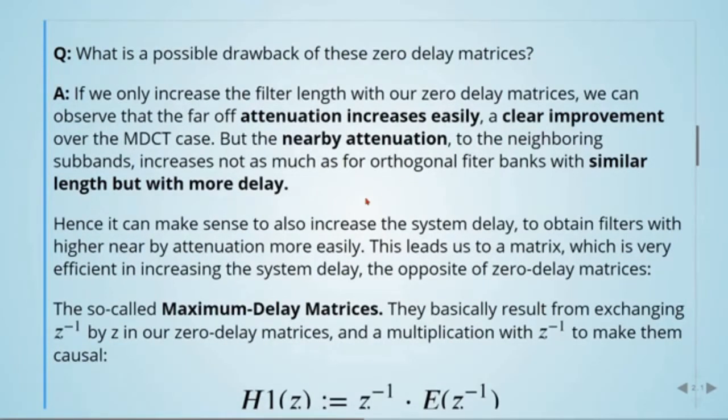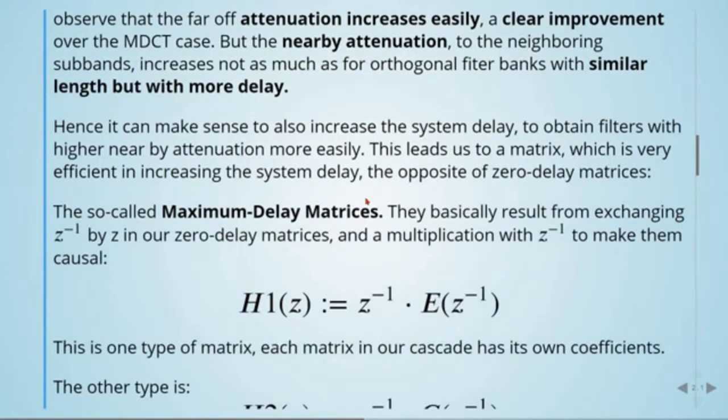What is a possible drawback of these zero delay matrices? If we only increase the filter length with our zero delay matrices, we can observe that the far-off attenuation increases easily, a clear improvement over the MBCT case. But the nearby attenuation to the neighboring subbands increases not as much as for orthogonal filter banks with similar length but with more delay. Hence, it can make sense to also increase the system delay to obtain filters with higher nearby attenuation more easily.